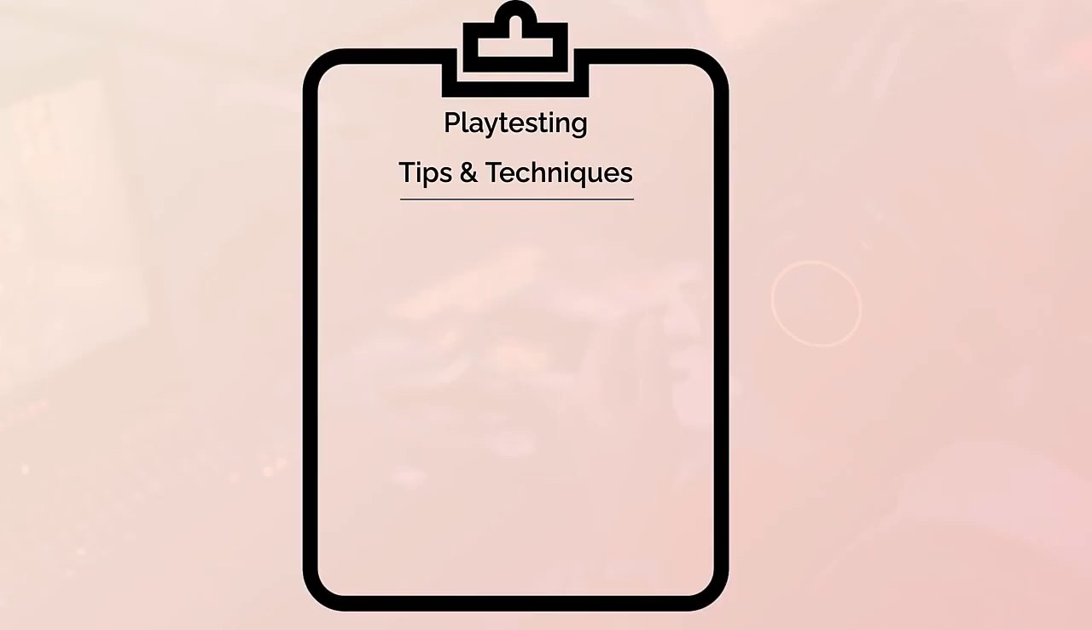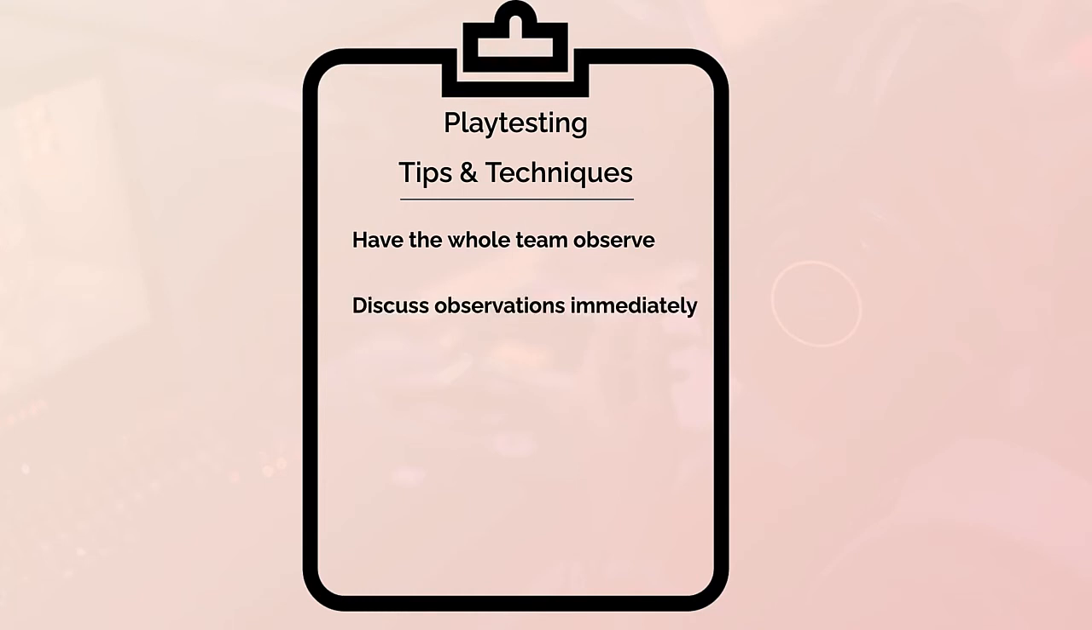Here are some tips and techniques to get the most out of your playtesting. Be sure to have decision makers on your team, anyone who's involved in the design of the game. Make sure that they can watch the playtest in real time if possible, and try to make time to discuss what you saw immediately. The sooner you are able to recall your observations and discuss them with your team, the more accurate they will be.